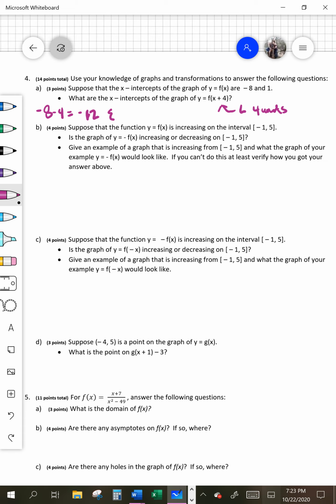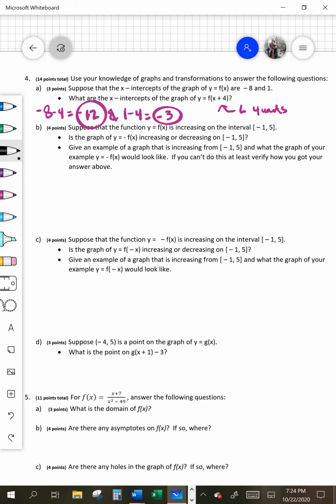And if we look at shifting the x-intercept that was at 1 over to the left 4 units, 1 minus 4 is equal to -3. So our new x-intercepts on f of (x plus 4) are at -12 and -3.